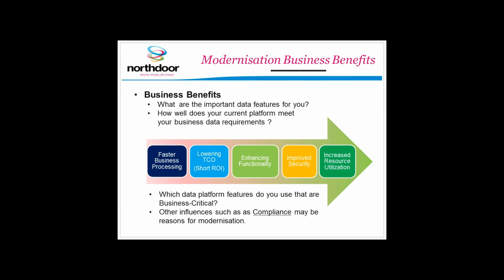You may also be using some business critical features at the moment, so maybe mirroring or some other DR strategy. Well, can we do things better, what are those features we're using, and are there more effective ways of doing that? And as we touched on earlier, compliance may also be one of the key reasons for modernization.